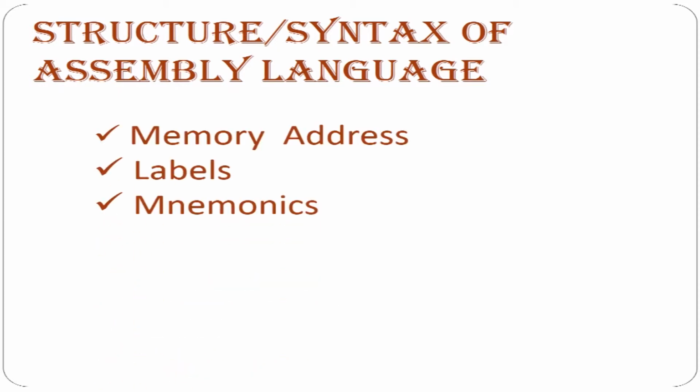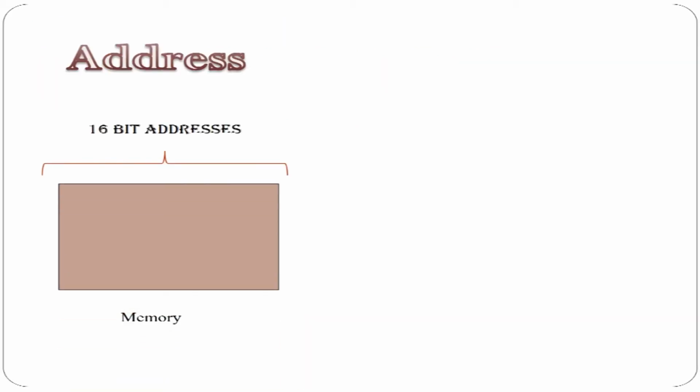Now, let us discuss structure of assembly language programming or syntax of assembly language statements. The assembly language programming has a definite structure. Its program has 6 fields: memory address, labels, mnemonics, operands, opcode, comments. Memory address is the 16-bit addresses of memory in the system where machine code is stored.